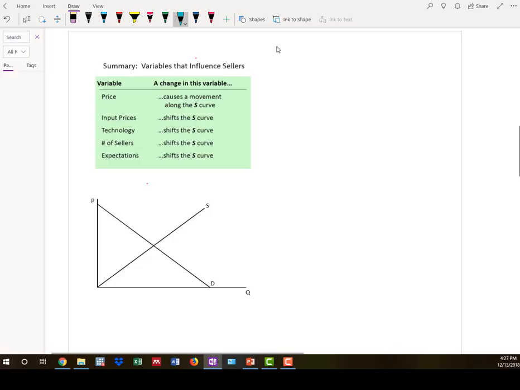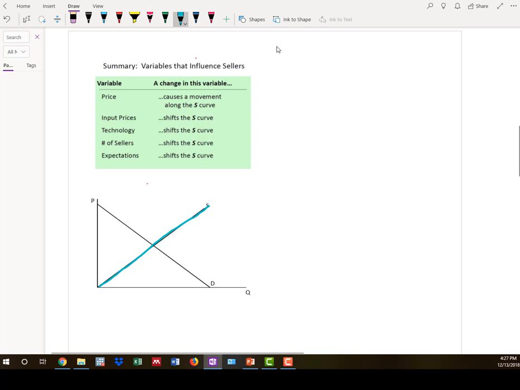Now let's talk about the determinants of the supply curve and which of these determinants can shift the curve. Well, as before, price is a determinant of the supply curve, but because we chose to graph it, whenever I choose the price, I'm going to move along the curve. I'm not going to shift the curve. Now, regarding the other determinants, we have 4 here: input prices, technology, number of sellers, and expectations.